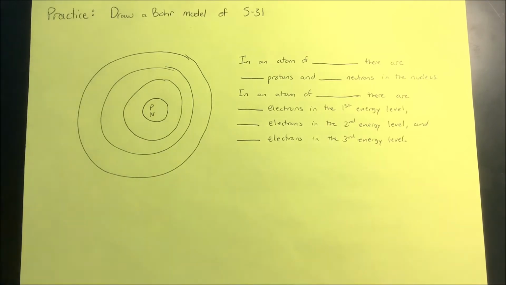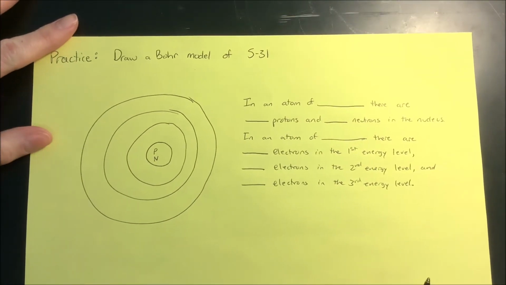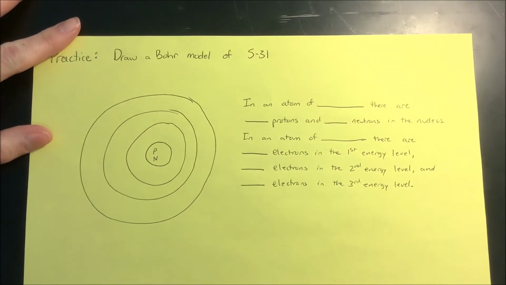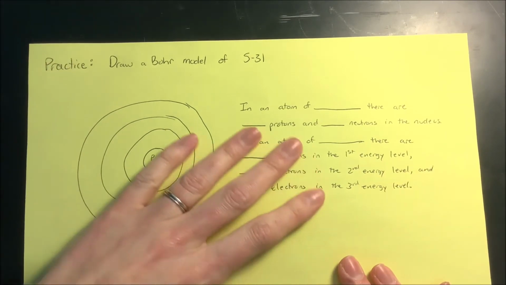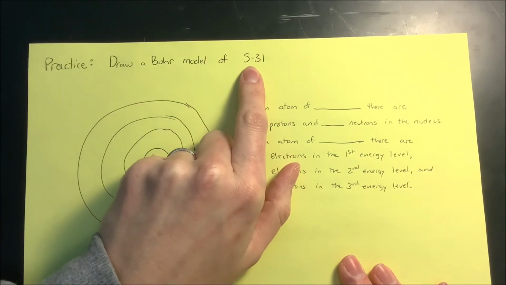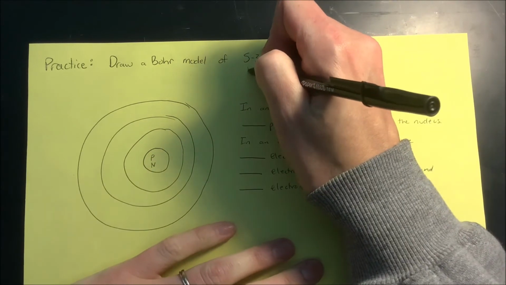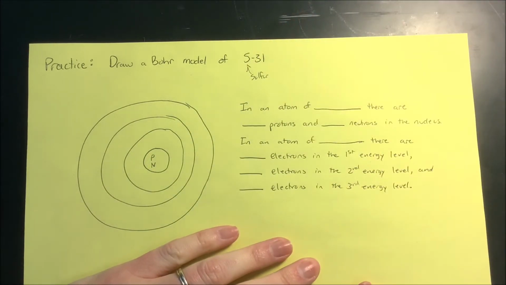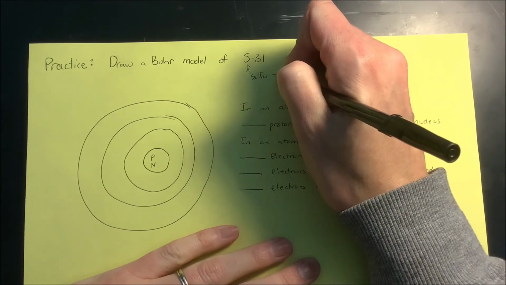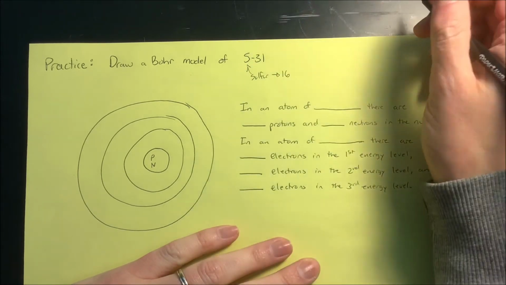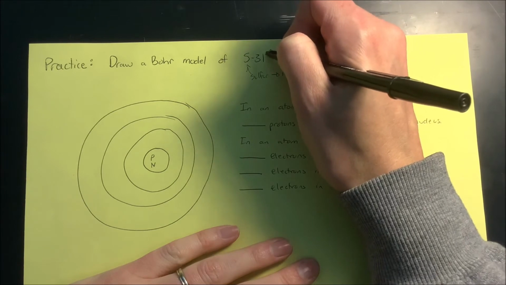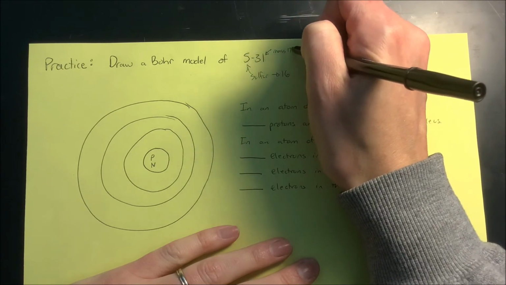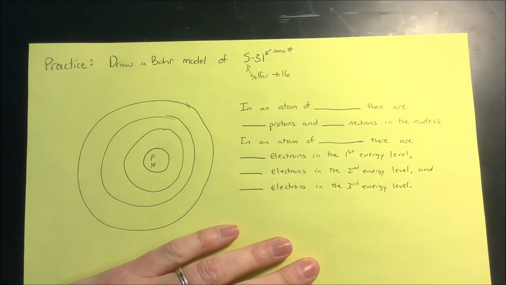And so what we're going to do next is we're going to practice. We're just going to do one practice here, and if you would like to do more practice with your teacher, you can. And so what we have here is an S31. S is for sulfur. Okay. And from the periodic table, we know that sulfur's atomic number is 16. And this 31 right here is the mass number. And from that bit of information, we now have enough to draw our Bohr model.